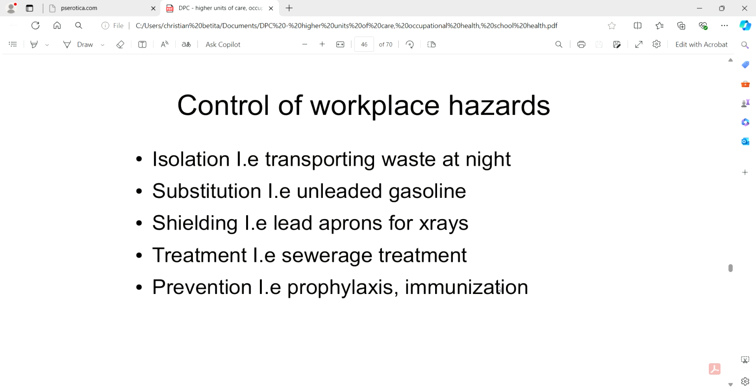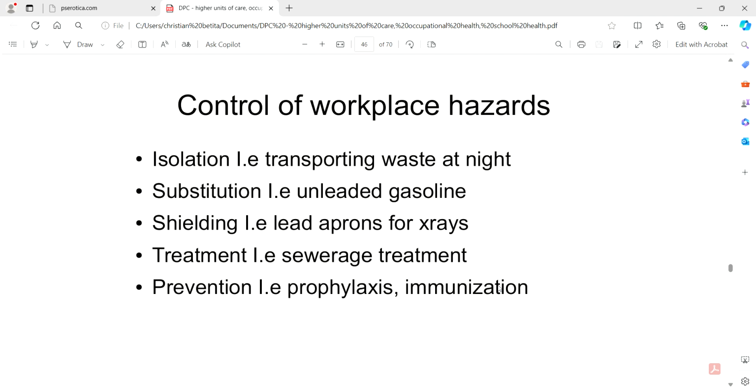Okay. Substituting a harmful product or a harmful substance for a less harmful one. So, for example, substituting normal gasoline, which is high in lead, with unleaded gasoline. So, shielding, you are placing a barrier. So that's lead aprons for X-rays. Lead aprons will prevent X-rays from hitting the body.